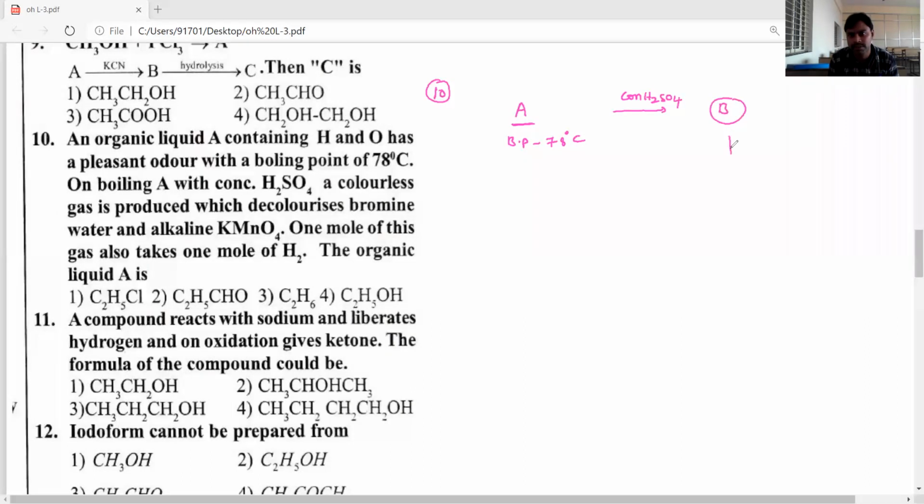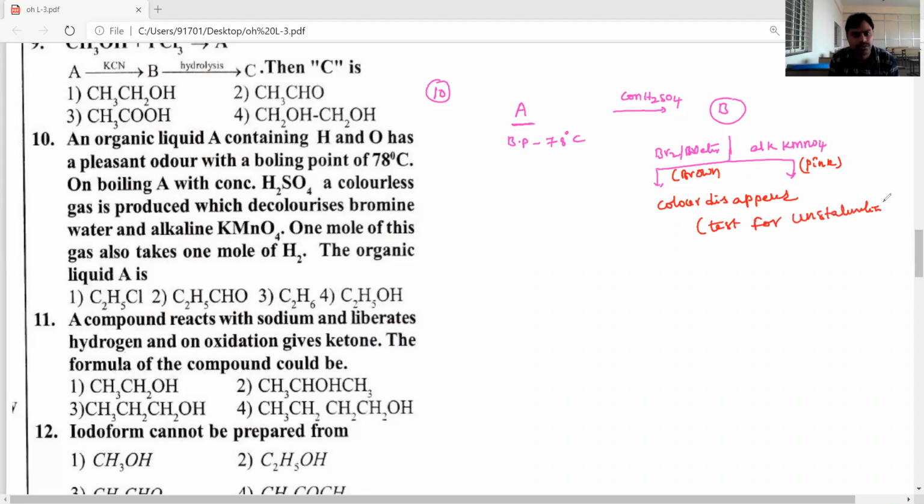This B is treated with either bromine water or alkaline KMnO4. What happens? It is a test for unsaturation. The brown color of bromine water, or the pink color of KMnO4, disappears. Okay, the color disappeared, which means it is a test for unsaturation. So test for unsaturation means B should be an alkene.